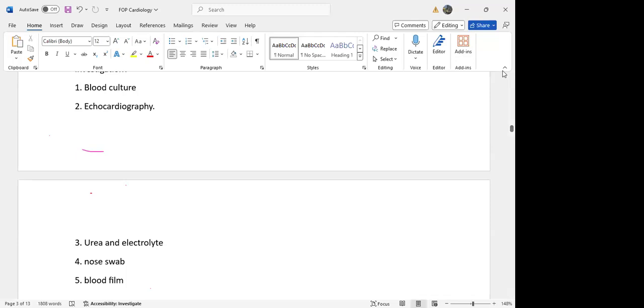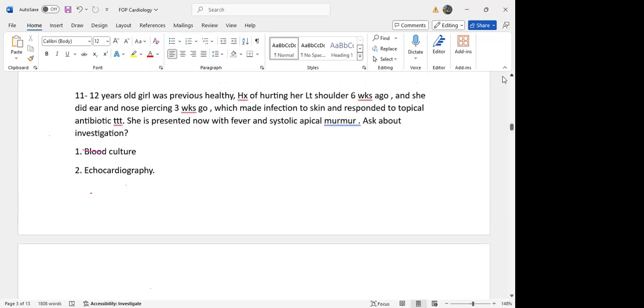Infective endocarditis. Always be very clear for infective endocarditis: number one, you should have underlying cardiac disease. Or you should have a prolonged history of IV use, IV antibiotic use, maybe IV drug abusers, or the child was admitted in hospital and was on prolonged IV antibiotics. Or the child has prolonged fever. These are the important things you suspect.